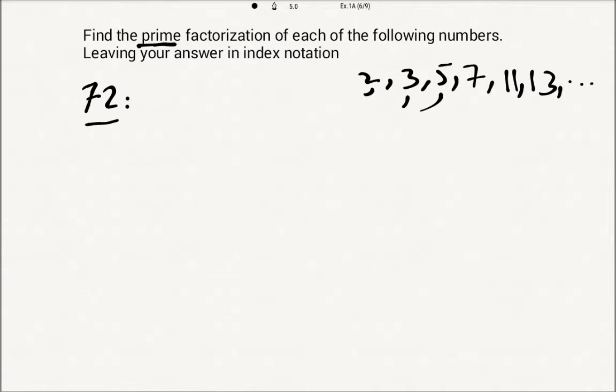You will get a wrong solution. That's why you have to try 2 first, and then 3, and then 5, 7, 11 in sequence. Always use the sequence, and you will not make any mistake. Okay, so I am using 72.